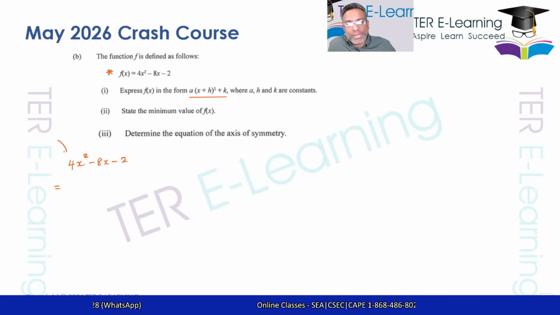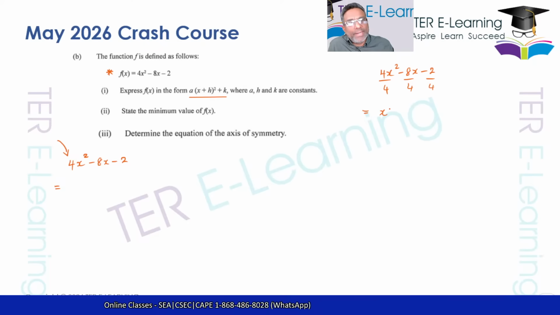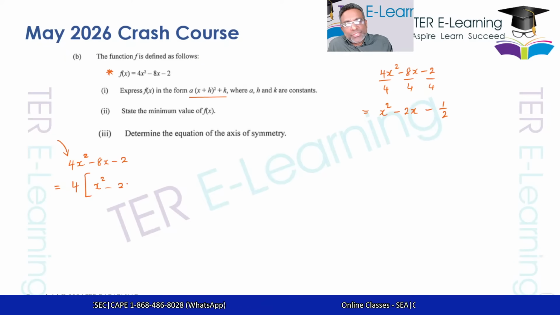Now, the first thing I do when I'm completing the square is factor out this 4. Some students get a little confused here, so let me show you what I'm doing. 4x squared minus 8x minus 2. I'm going to divide every single term by 4, and I get x squared minus 2x minus a half. So when you factor out the 4, you have a bracket, and this bracket will be x squared minus 2x minus a half.